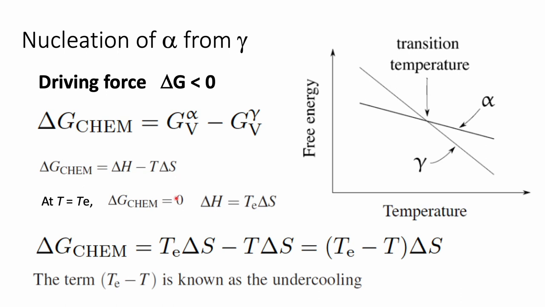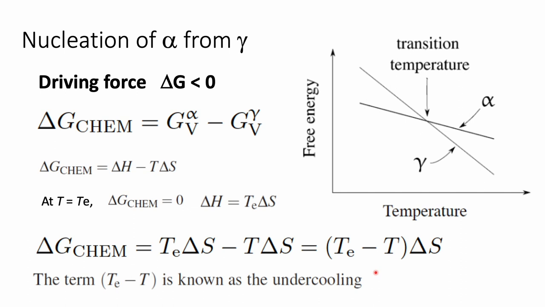In this case, we can rewrite this equation, say zero equals delta H minus TE delta S. Then we get delta H equals TE multiplied by delta S. Now, if we rewrite this equation, delta G equals TE multiplied by delta S, minus T multiplied by delta S. Basically, we replace delta H by TE multiplied by delta S. Now we can take this TE minus T out. Then we say this is the parameter we call undercooling or supercooling, or sometimes we call delta T, which is the real driving force, the real parameter we can modify to control the reaction, or to enable the reaction, or to provide the possibility for the reaction.